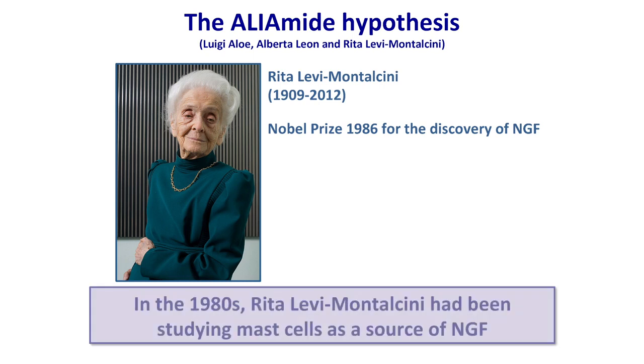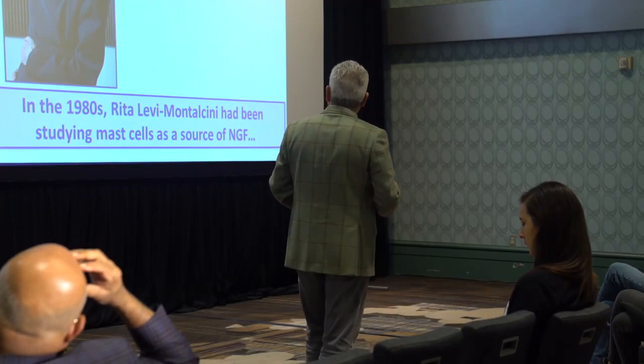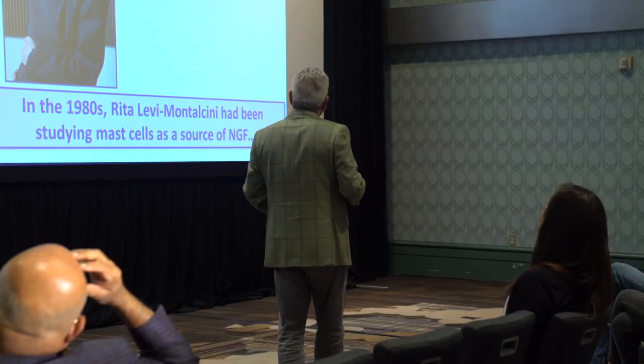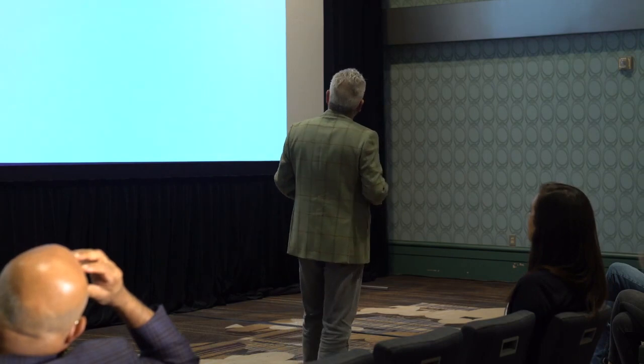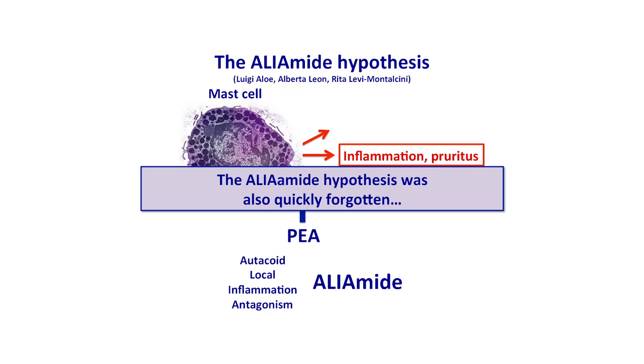Anyway, so in the 1980s and early 1990s, Rita was working on mast cells, also called mastocytes. Mast cells, I'll tell you in a minute what they are, because she discovered that they make nerve growth factor. They make NGF. So she was working on these mast cells, and members of her lab came up with a possible explanation for what PEA might be doing. So these are the three people I'm referring to. Of course, Rita is right here, and Luigi Aloe and Alberta Leon were the two co-workers who came up with this idea.